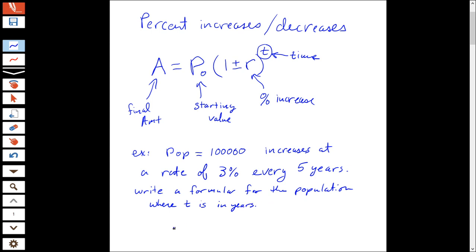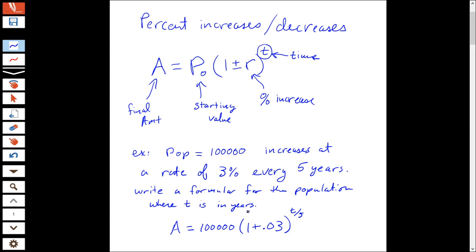So this is going to be the amount is equal to 100,000 times 1 plus 0.03. Now if t is in years, we're not adding 3% every single year, we're adding 3% every 5 years. So when t hits 5, that's when we're going to be doing this 1 plus 0.03 times 100 grand. So the easiest way to do this is to divide by 5, make it t over 5. All right, so now when you hit 10 years, you're going to be adding on 3% twice. And when you hit 15, you're going to be adding on more than that.